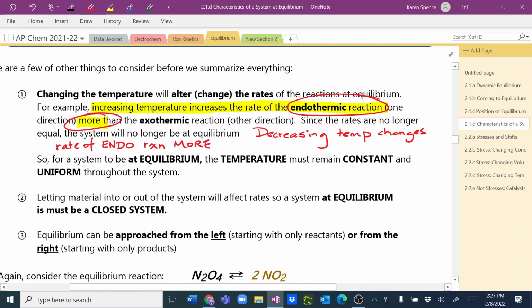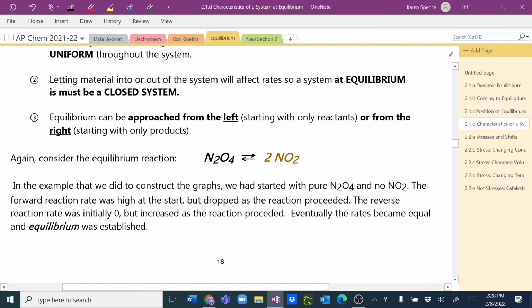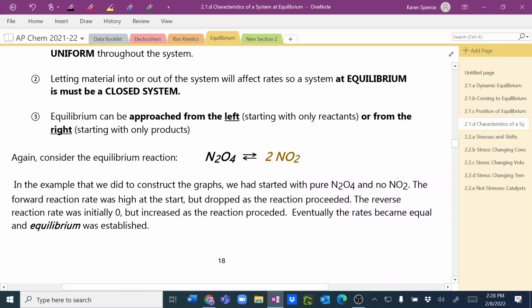So, if we change the temperature, we are changing the rates in an unequal fashion, so you will no longer be at equilibrium. If you put something in or you take something out, you are no longer in equilibrium. And I don't know why they always say this, it's part of the thing. You can approach an equilibrium either from the left, if you just put in products, or you can approach it from the right if you just put in reactants. Either way is fine, okay?